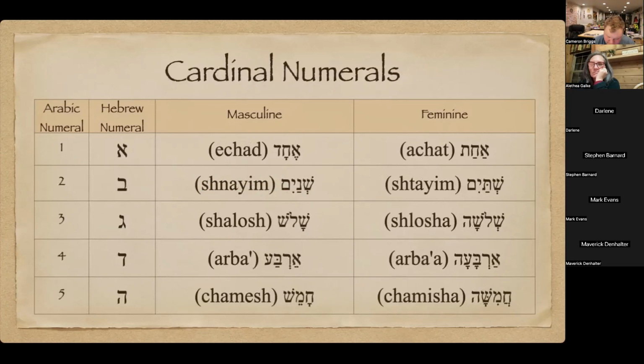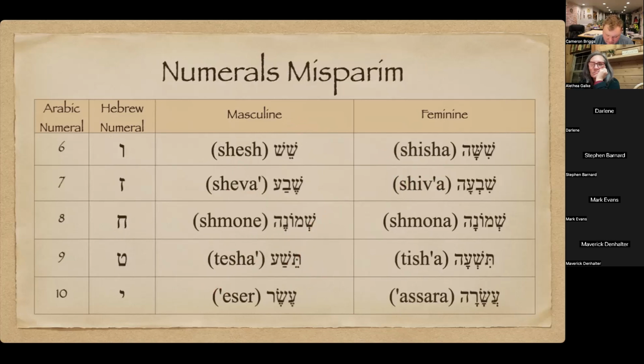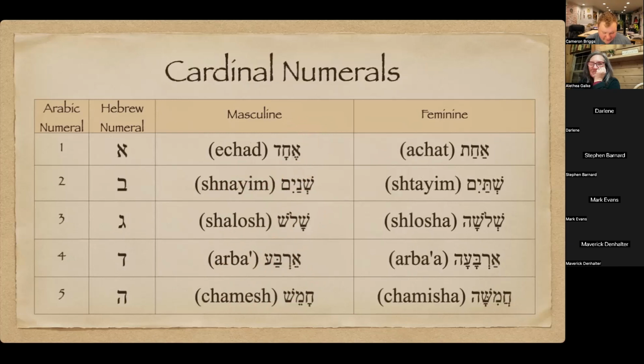So counting from 1 to 10: achad, shtaim, shalosh, arba, chamesh, shesh, sheva, shmone, tesha, eser. And so, yeah, just get lots of practice. Every time you need to count on your fingers, do it in Hebrew instead of English and get those down. It's been fun learning those and being able to count in them.